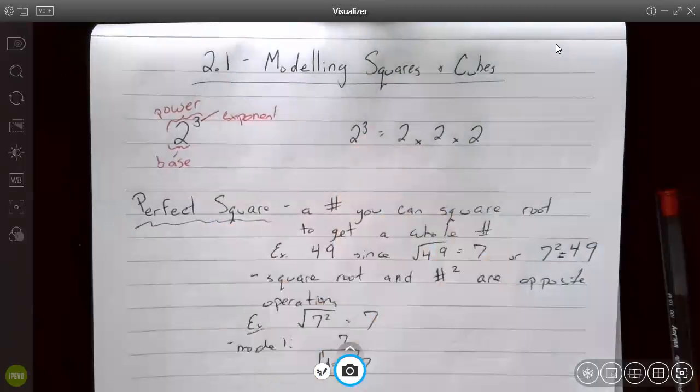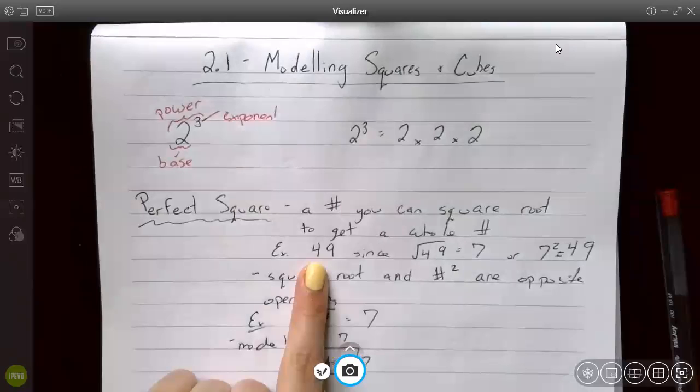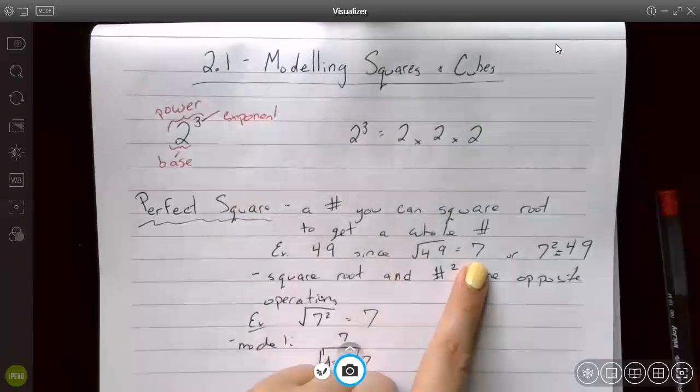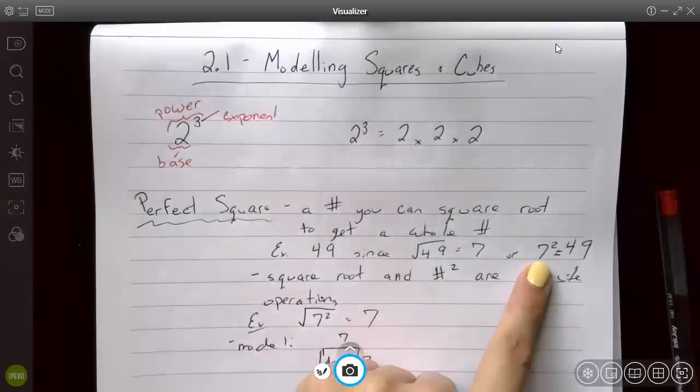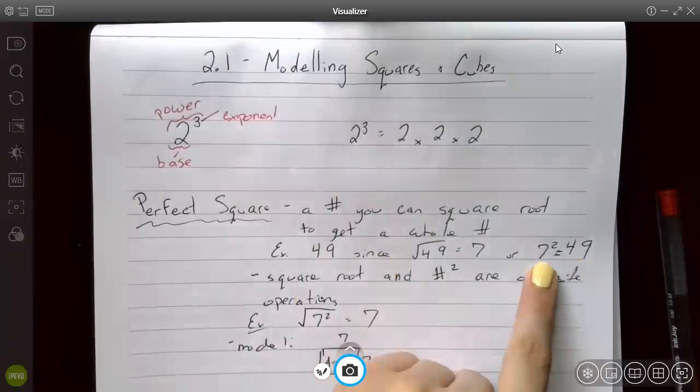A perfect square is a certain type of number that we can square root and still get a whole number. So for example, 49 is a perfect square because we can take the square root of 49 and still get a whole number, in this case 7. Another way of saying that is that we can square a whole number to get 49. So 49 is a perfect square because 7 squared is 49.